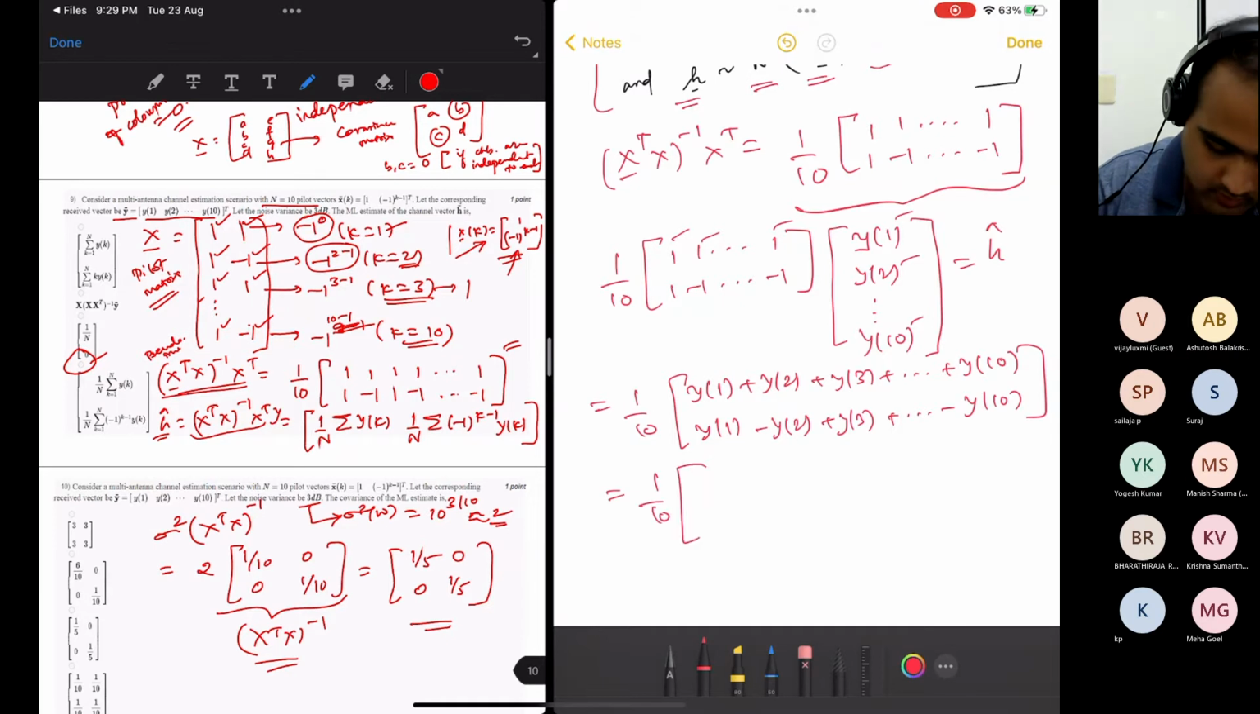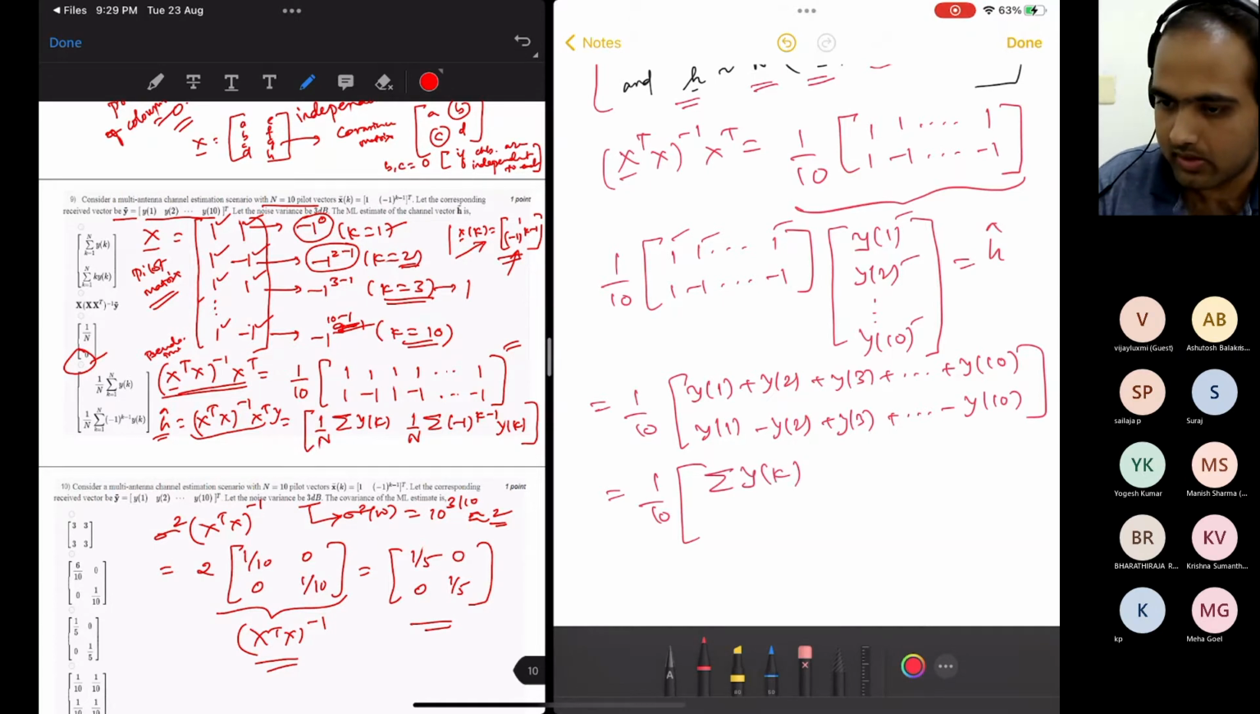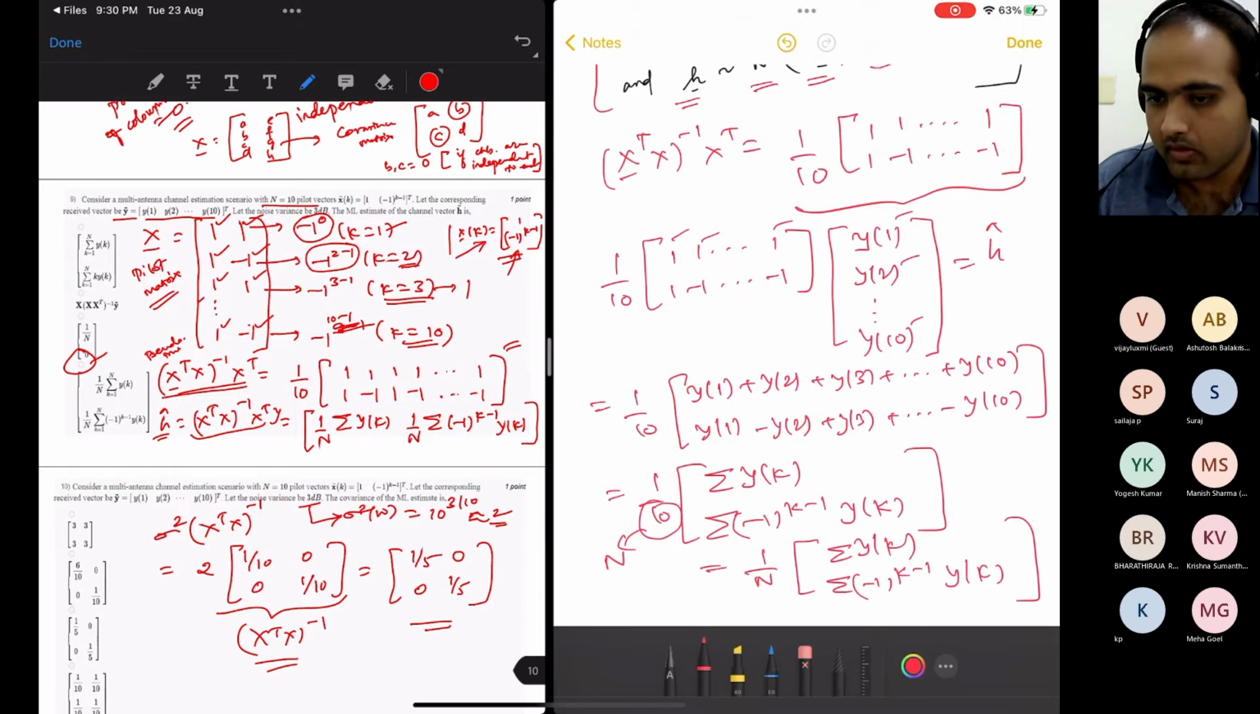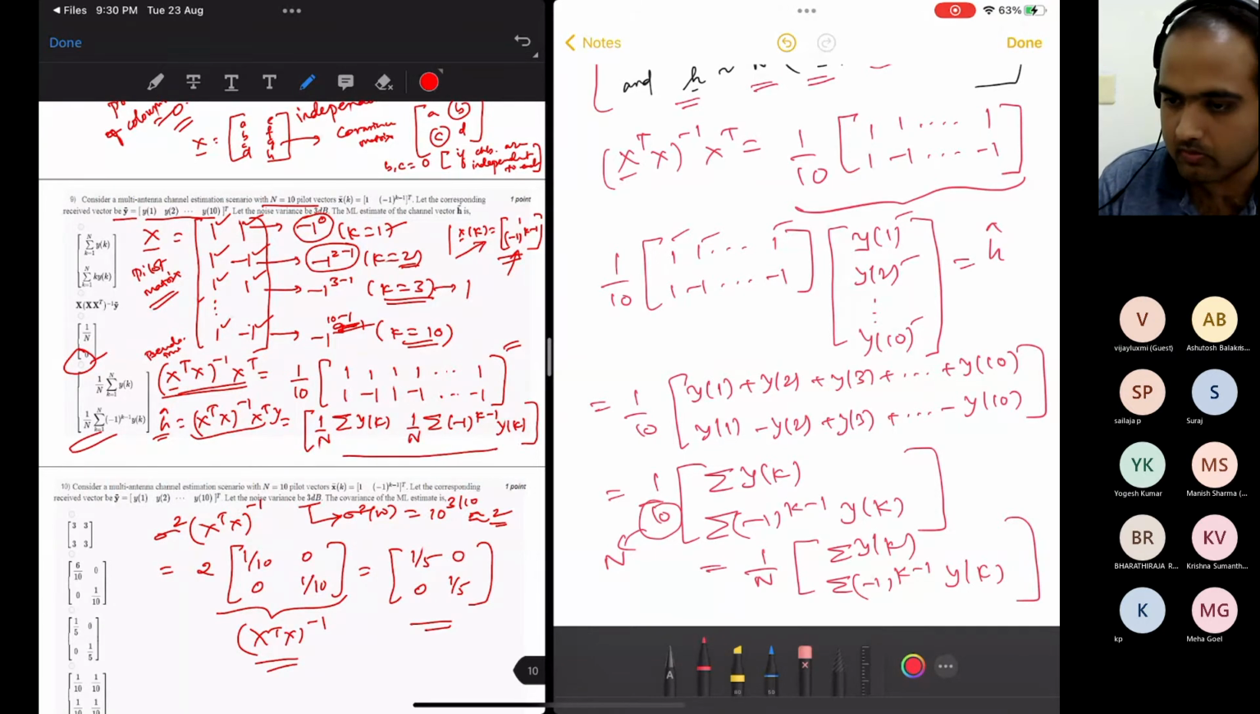So this is basically 1/10, and this is summation over all yk, the first element, whereas the second element is y1 minus y2 plus y3. So again the sign is toggling. This can be represented as summation of (-1) to the power k minus 1 into yk. And 10 is my n, so this becomes 1/n. The first element is the sum of yk, and the second element is the sum of (-1)^(k-1) yk. That is why the answer is the fourth one, that is option D. This is what I had written here, but just to elaborate. Any doubts?